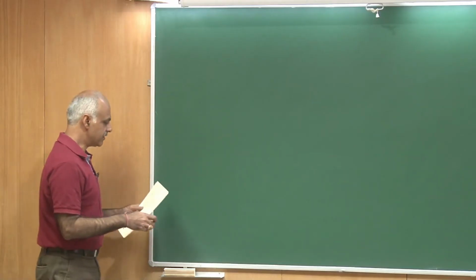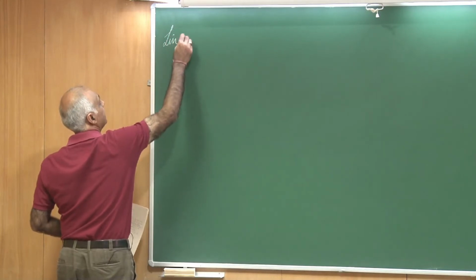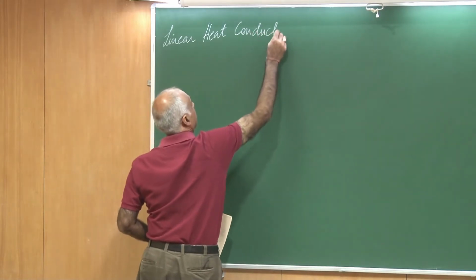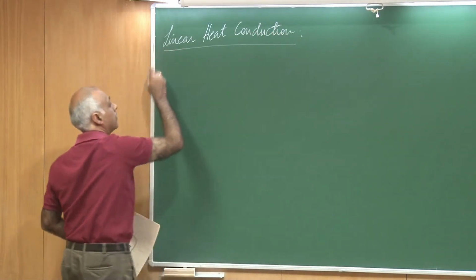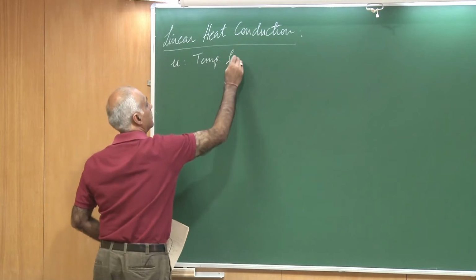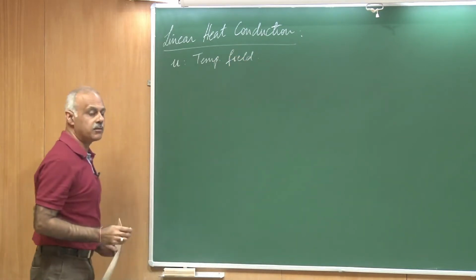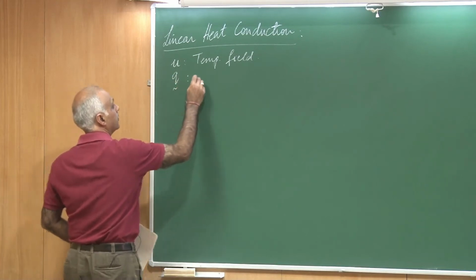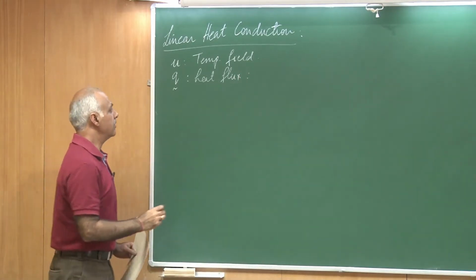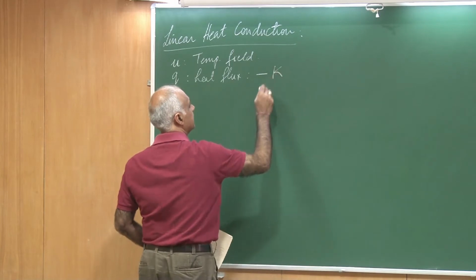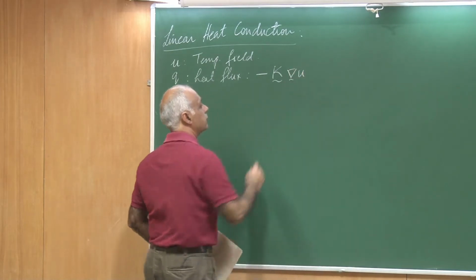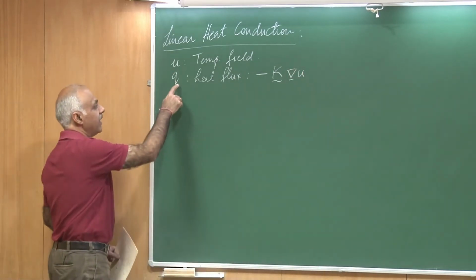So, let us begin by first reviewing what we have done for the linear heat conduction. U is the temperature field and we talked about the flux Q. So, this is the heat flux, and using the Fourier's law we said this is minus K, which is a conductivity matrix, times the gradient of U. So, U is a scalar field and Q is a vector field.